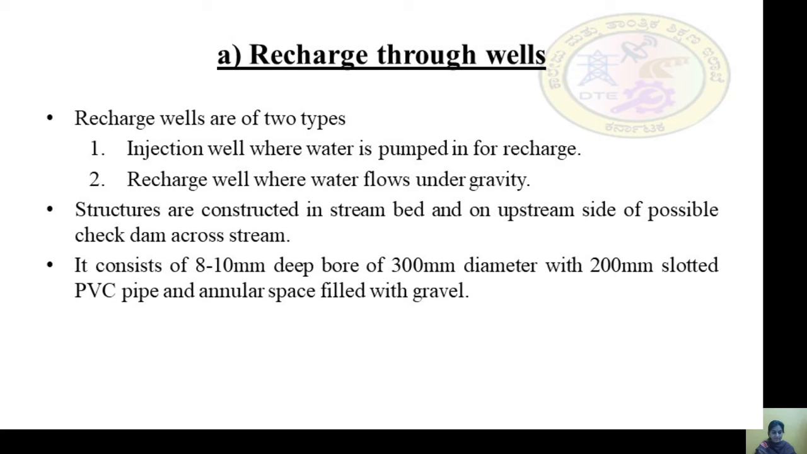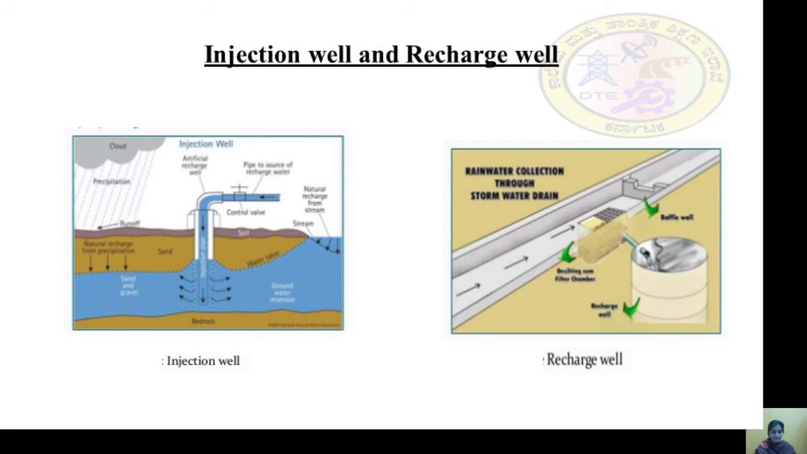So recharge through wells. Recharge wells are of two types, injection well and recharge well. The structures are constructed in the stream bed and upon the side of a possible check dam across a stream. It consists of an 8 to 10 meter deep bore of 300 mm diameter with 200 mm slotted PVC pipe and the annular space is filled with gravel. So you can see injection well on one side and recharge well on the other side.